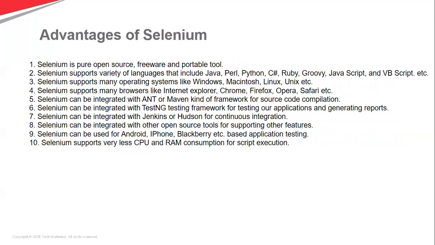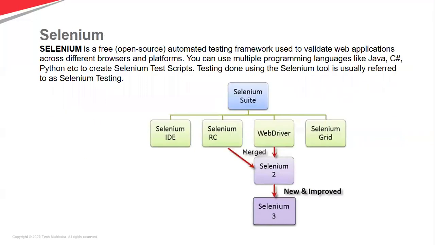So let's go to this slide. Since we are dealing with automation, there are multiple automation tools, right? We won't be talking about multiple automation tools. We will be talking about only one automation tool, that's called Selenium. Selenium is an open source based tool.